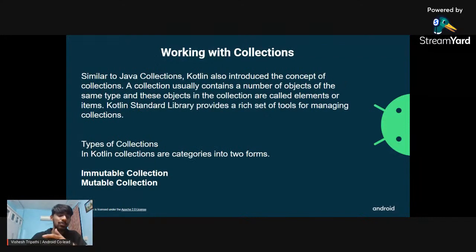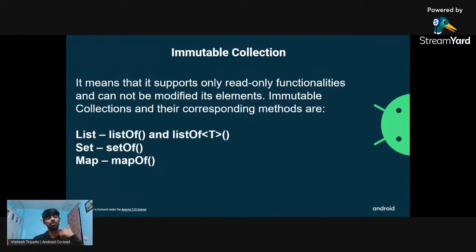Now, there are two types of collections, that is immutable and mutable. Coming to the immutable collection, it means that it supports only read-only functions and its elements cannot be modified. Immutable collections and their corresponding methods are as follows. You can see a list, set, or map. Now, if you have studied Java, you know set works similarly.